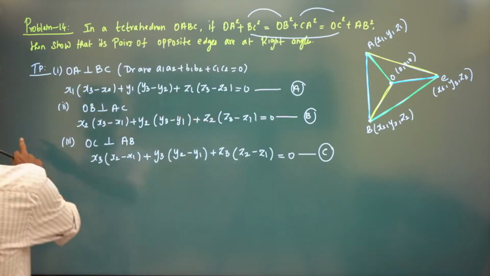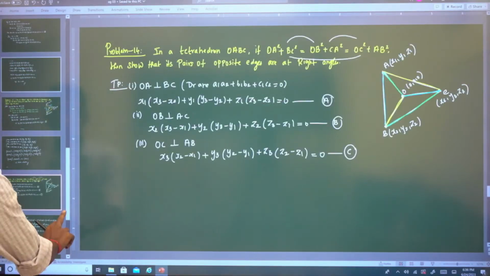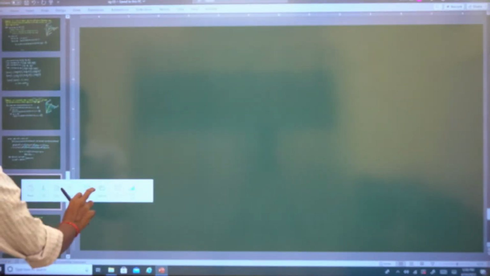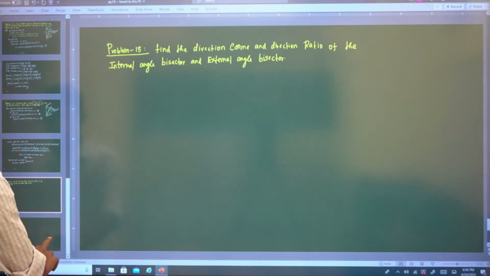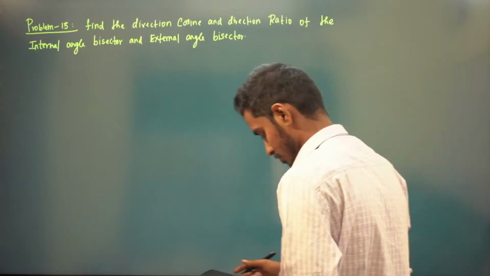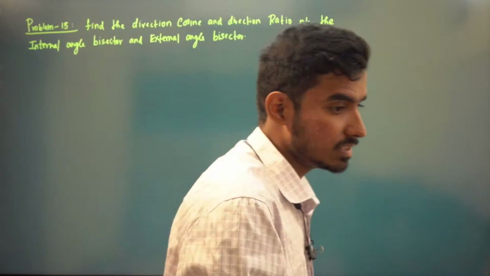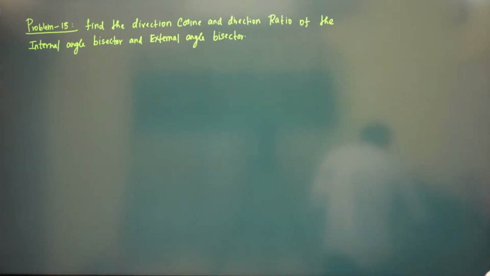Yes, no doubt, right, as of now. So we'll be doing the last problem in DC and DR. After that, we'll be moving on to planes in the next class. Find the direction cosine and direction ratio of the internal angle bisector and external angle bisector, right? Let us have a 2-minute break now. After that, we will continue this.